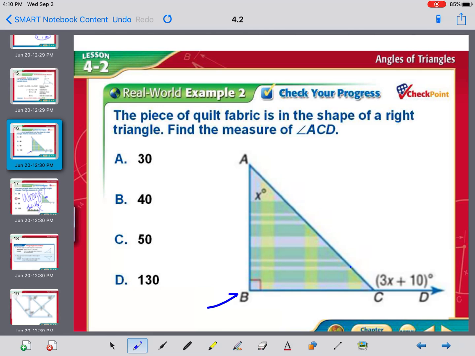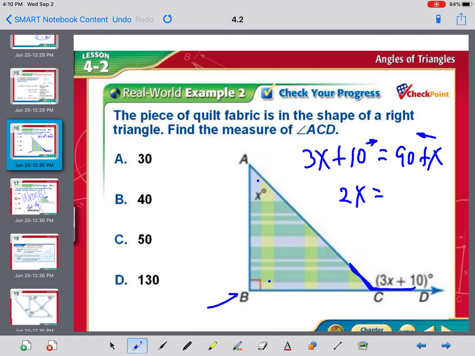A piece of quilt fabric is in the shape of a right triangle. They've got the right triangle labeled down here at the bottom. Find the measure of angle ACD. That happens to be this angle here, this exterior angle. This exterior angle has to be the sum of the two remote interiors. In other words, the exterior angle, which has a measure of 3x minus 10, has to be equal to the 90 plus x, or the x plus 90, whichever way you want to do it. So I'm going to move the 10 over there, I'm going to move the x over here, subtract the x, subtract the 10, x is 40.